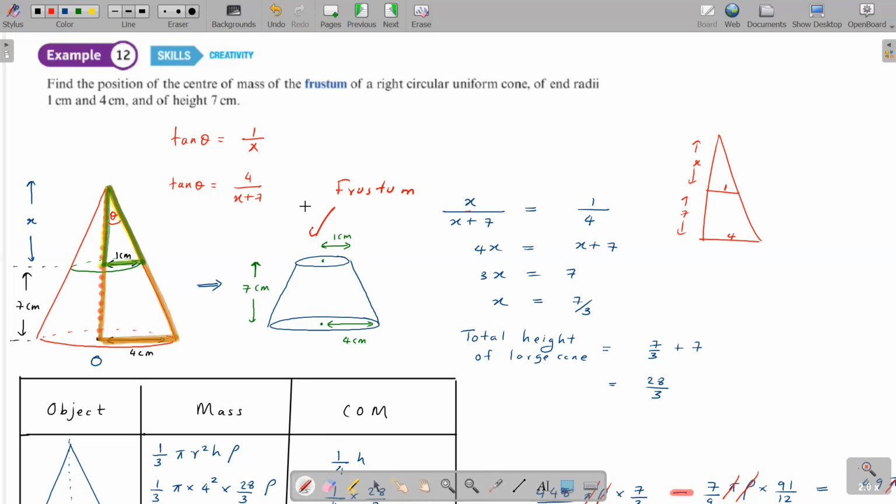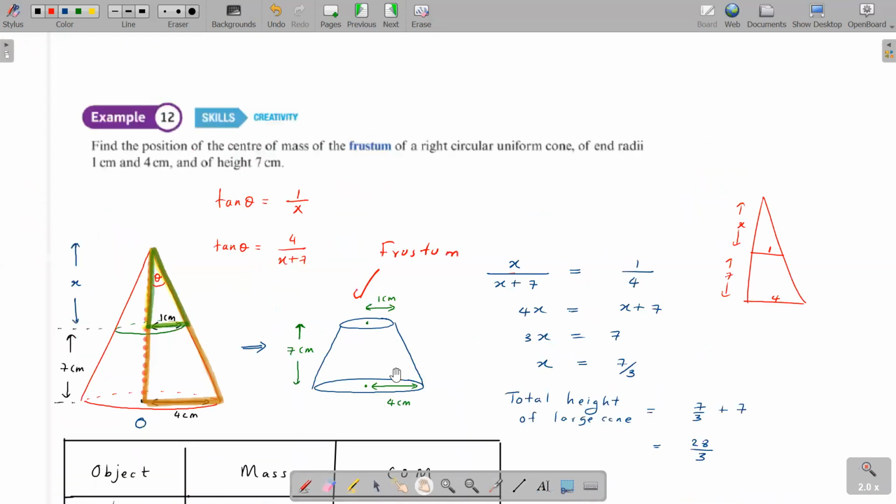So you can say 1 over x is equal to 4 over x plus 7. You can definitely do this, and again you should get x as 7 over 3. If you try this method also, that works. If the similar triangle technique is too long, you can go with the tan theta method. I believe this might be easier.